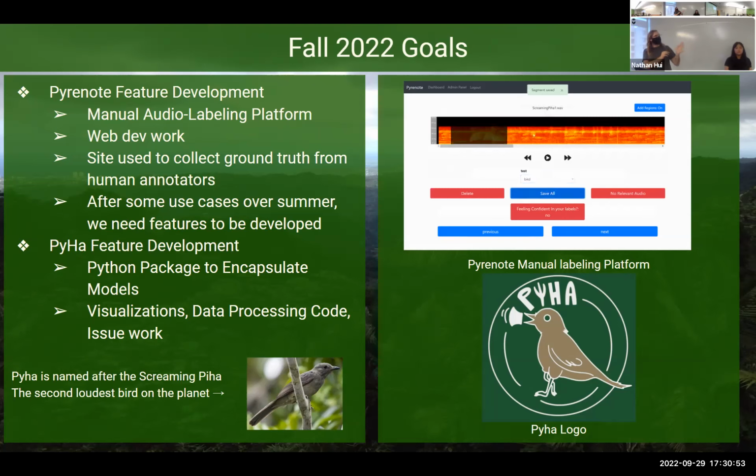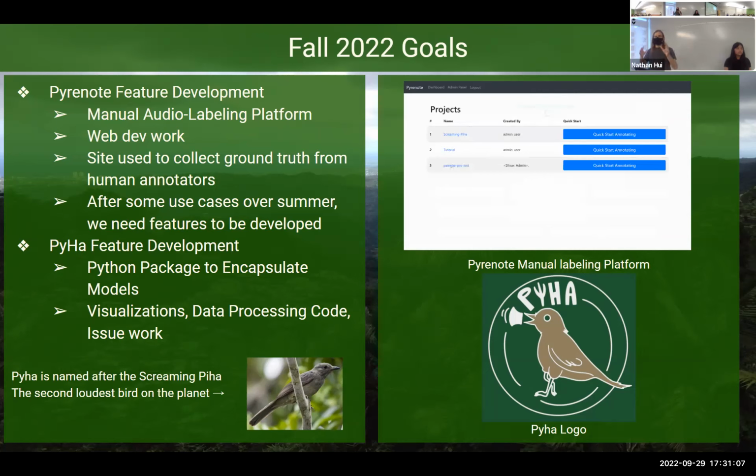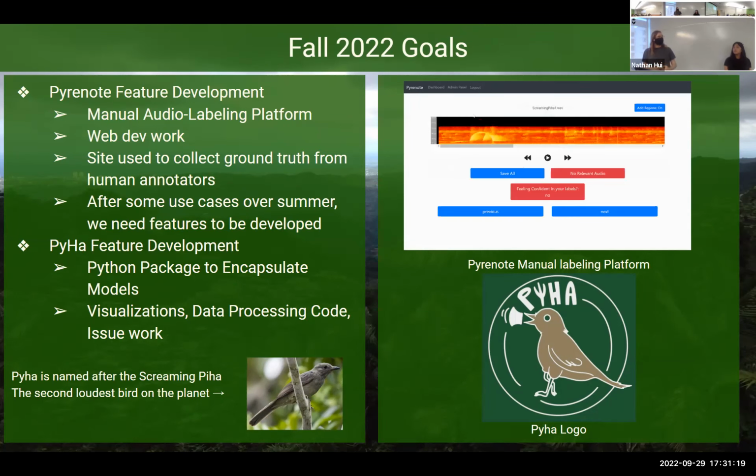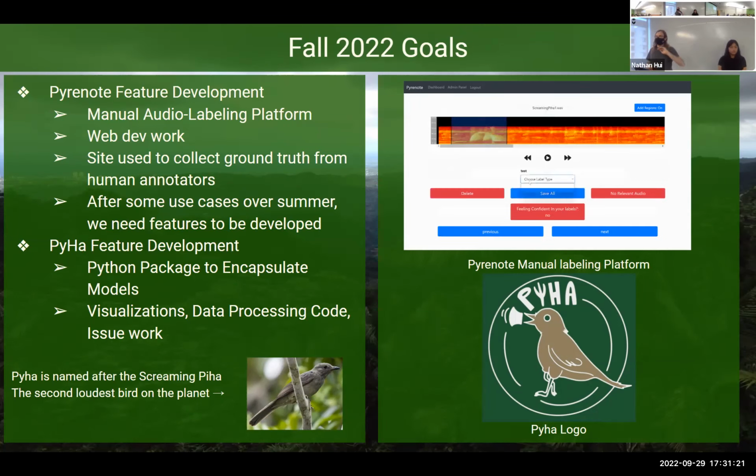The other side is PIHA. So basically all the models and stuff that we're working on, we're working to encapsulate that into a Python package so our collaborators at the San Diego Zoo can use these models, use these tools, all in a comprehensive package without them having to mash together a bunch of different programs we've made. Over the summer, we developed a few different methods. So we want to put that all together into the Python package. So this is improving our visualizations, including some of our data processing code, and then maybe starting to work on integrating retraining into our Python package so people can retrain models in the future if they need to.